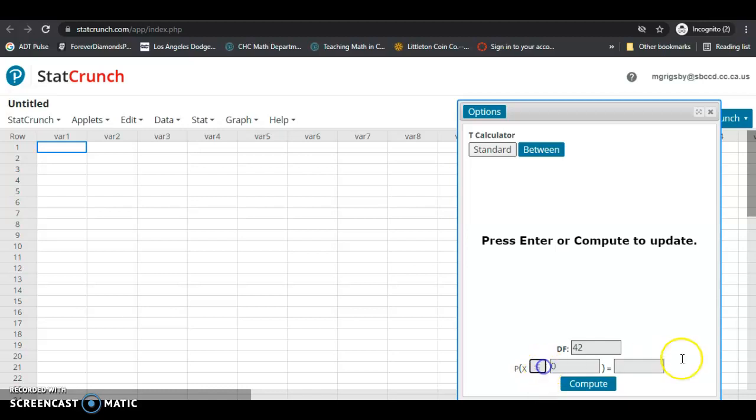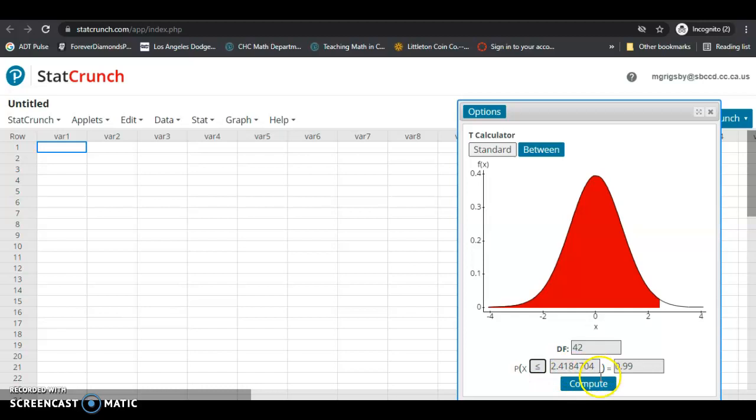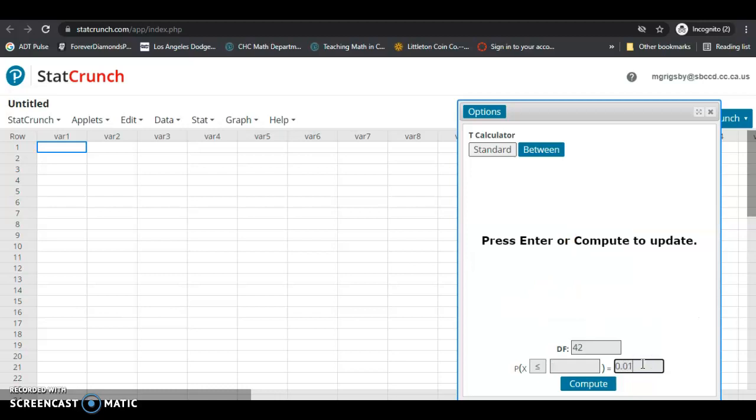In this case, we're going to type in the level of significance, so 0.01. If this was somehow a right-tailed test, you would enter that same level of significance. It should give you the critical value. Let's do that over again. So we enter 0.01 in that box, and then the critical value will appear in this box.